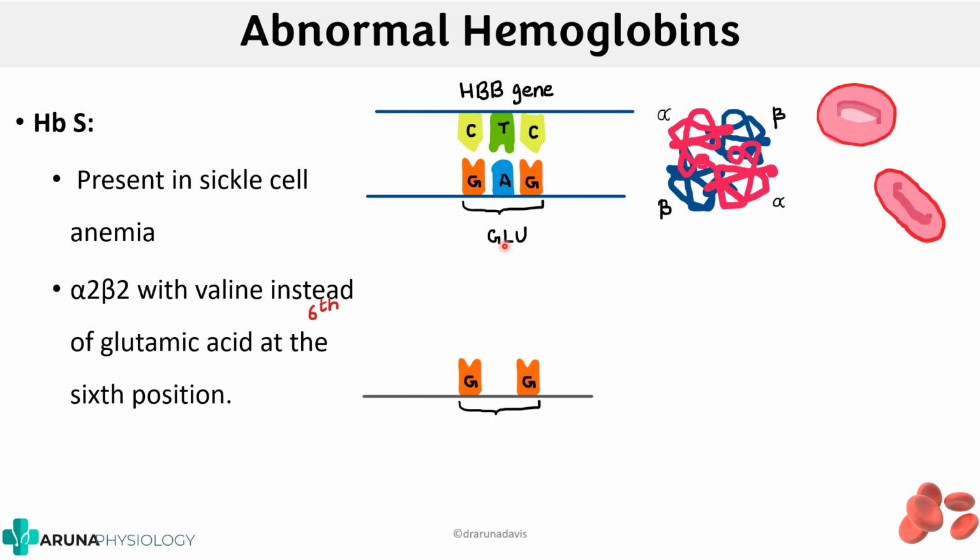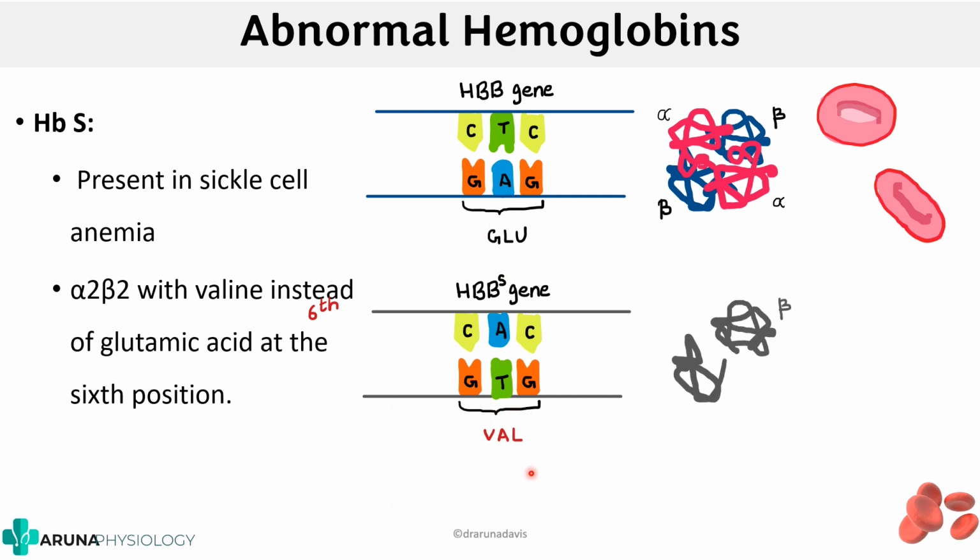But in sickle cell, what happens is, instead of this adenine here, we've got thymine, which means now instead of glutamic acid, it is going to code for valine. So in the 6th position of the beta chain, we've got valine instead of glutamic acid. Thus, you've got this sickle hemoglobin. So the change is in the 6th position of the beta chain, wherein you've got valine instead of glutamic acid. This is a very important question and can be asked in your multiple choice questions, your NEET PG exams. It's a very important point.